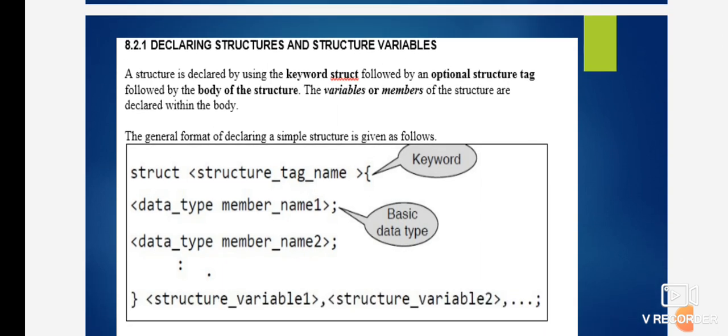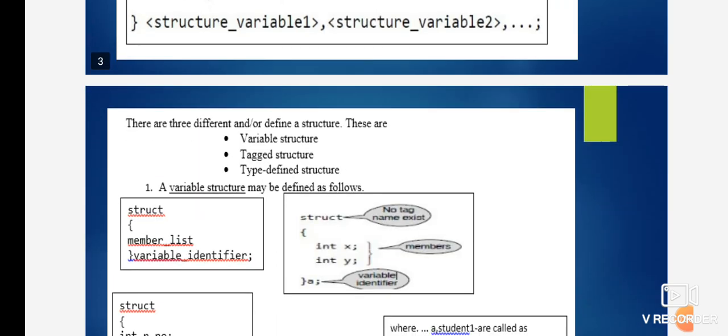struct structure tag name. Here struct is the keyword, then the data type, member name 1, and so on up to member name n, then structure variable 1, structure variable 2. So this is the general declaration format of a structure.